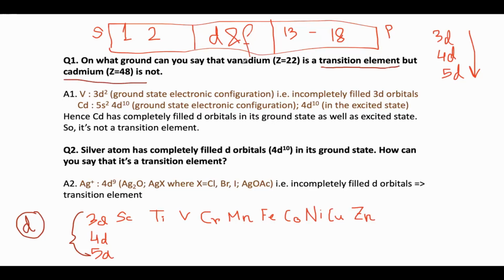Vanadium has the symbol V and cadmium has the symbol Cd. Vanadium's atomic number Z is equal to 22 and that of cadmium is 48. Cadmium lies just beneath zinc. So here is the 4d element, cadmium, just below zinc. And after that we have mercury.